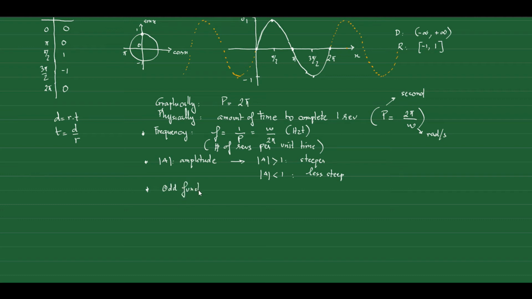Because this is an odd function, remember, for an odd function f of negative x equals negative f of x. So sine of negative x equals negative sine of x, because that's an odd function. Okay? So this is symmetric about the origin.